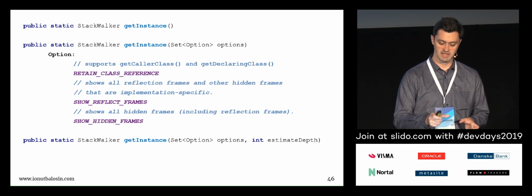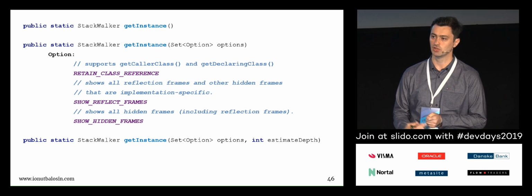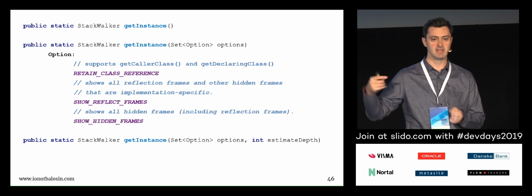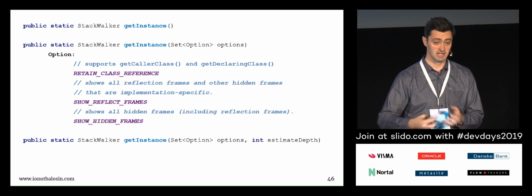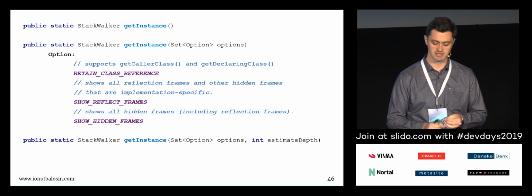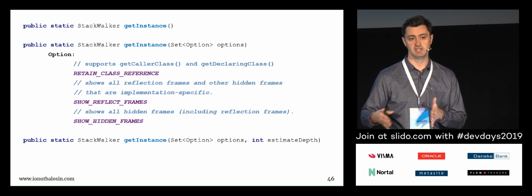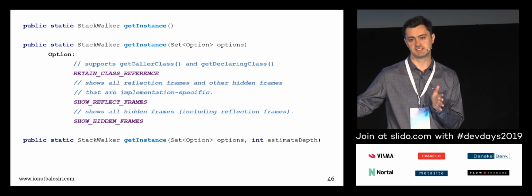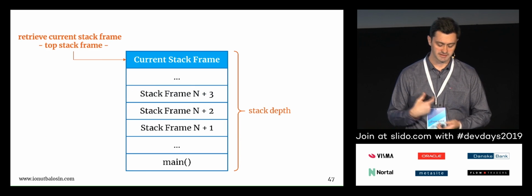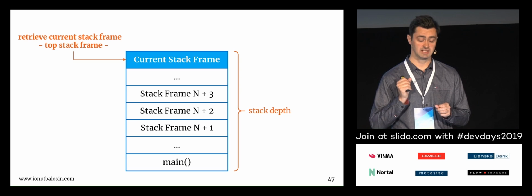This is the API and how you can use it. It has a get instance. You can use get instance with a few options. By default, you cannot get, for example, the hidden frames. Every time you create a lambda, you have such hidden frames, so by default you cannot see them, and also some reflection frames. You can play with these options based on your case. And the last parameter is estimate depth. If you are not interested in the full stack trace depth, you can bound it to a specific size. And just to give you a sense of the performance characteristics, how much it costs to just take the current stack frame.